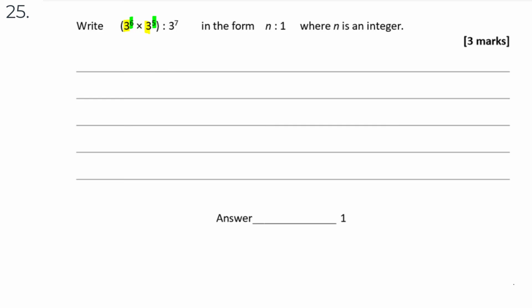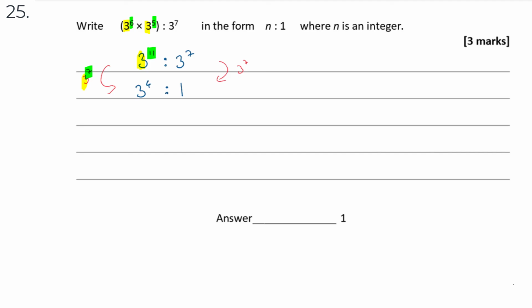3 to the 6 times 3 to the 5. Well, that is 3 to the 6 plus 5. That's 3 to the 11. So I've got the ratio 3 to the 11 to 3 to the 7. Now, if I want that to be 1, then I'm going to have to divide by 3 to the power of 7, aren't I, to get from 3 to the 7 to 1. So if I do the same thing on the other side, I'm dividing 2 numbers with the same base, so I just subtract the indices, 11 minus 7. That's 4, so that's going to be 3 to the 4.